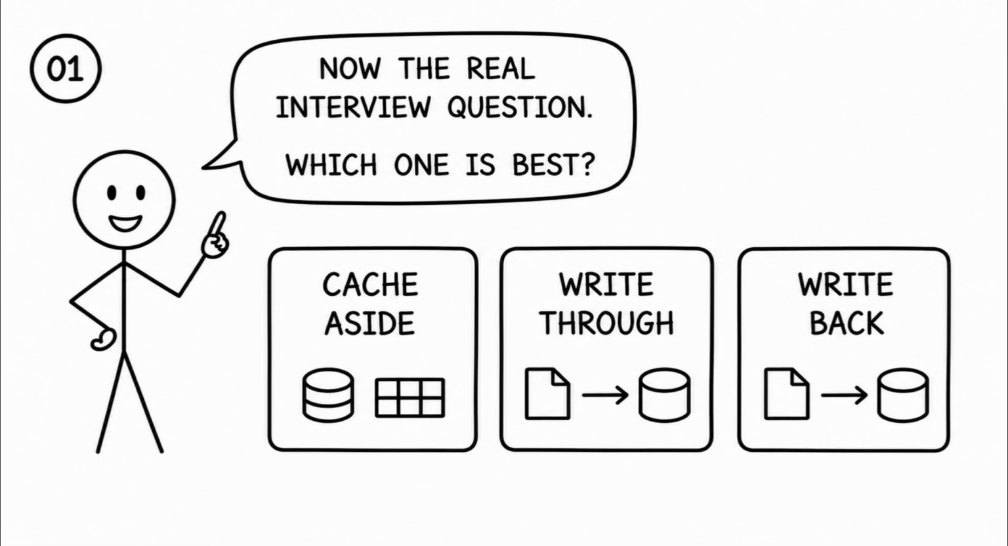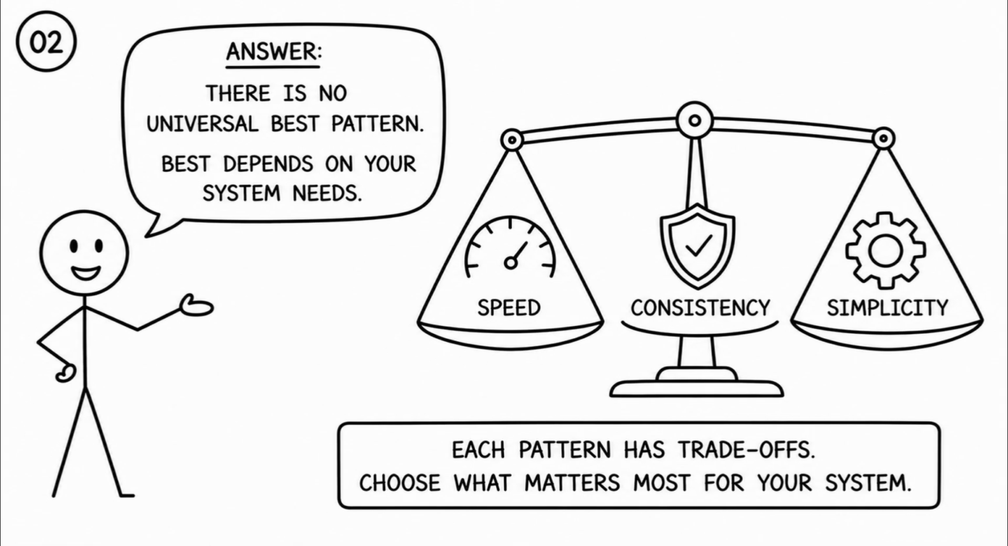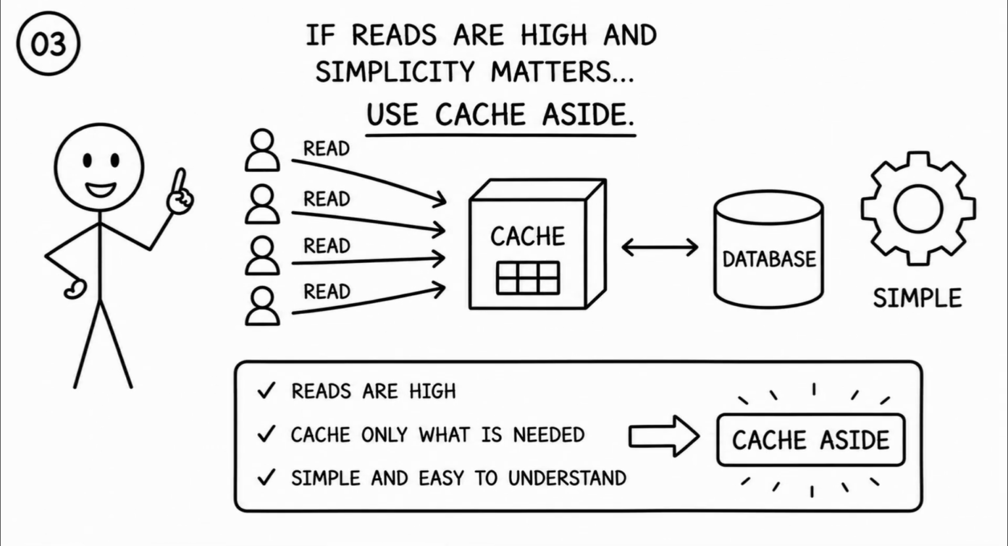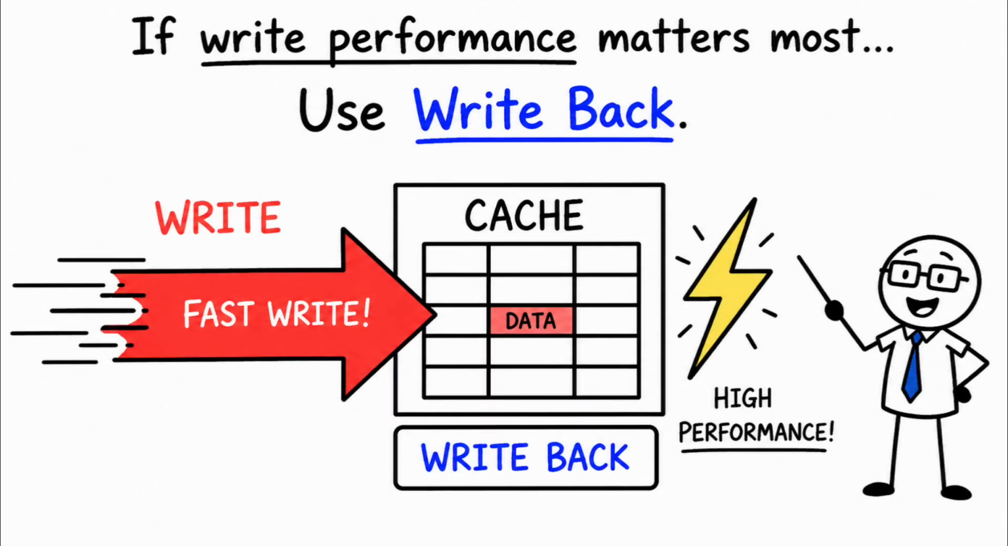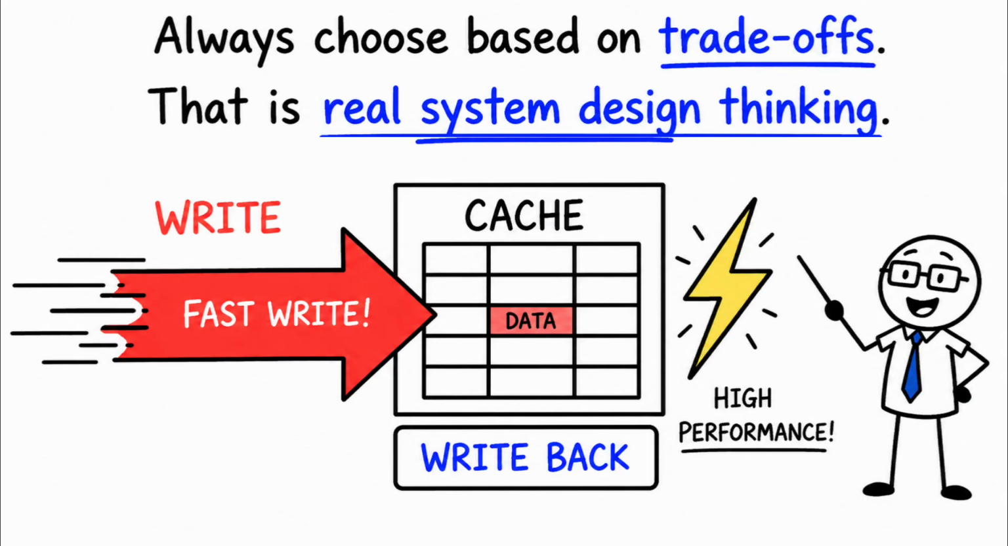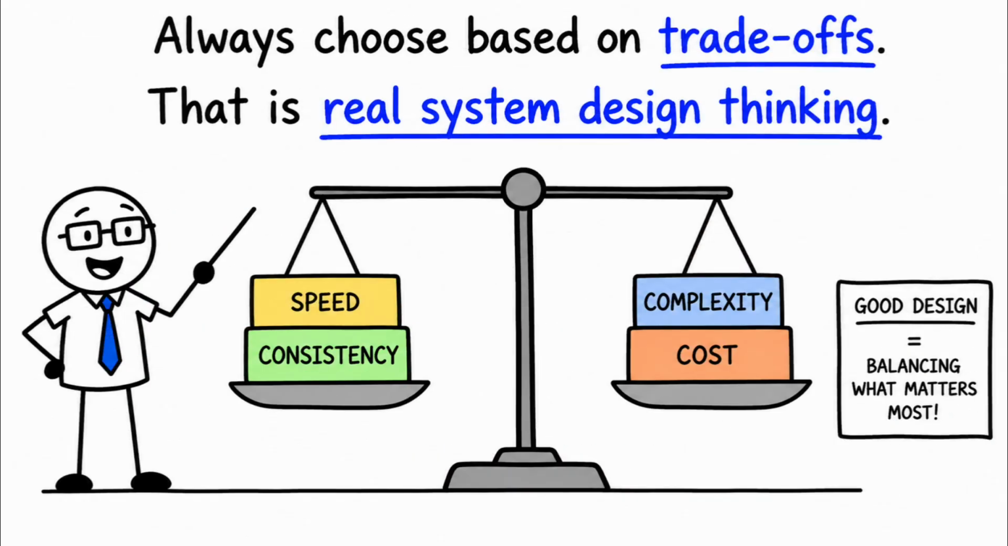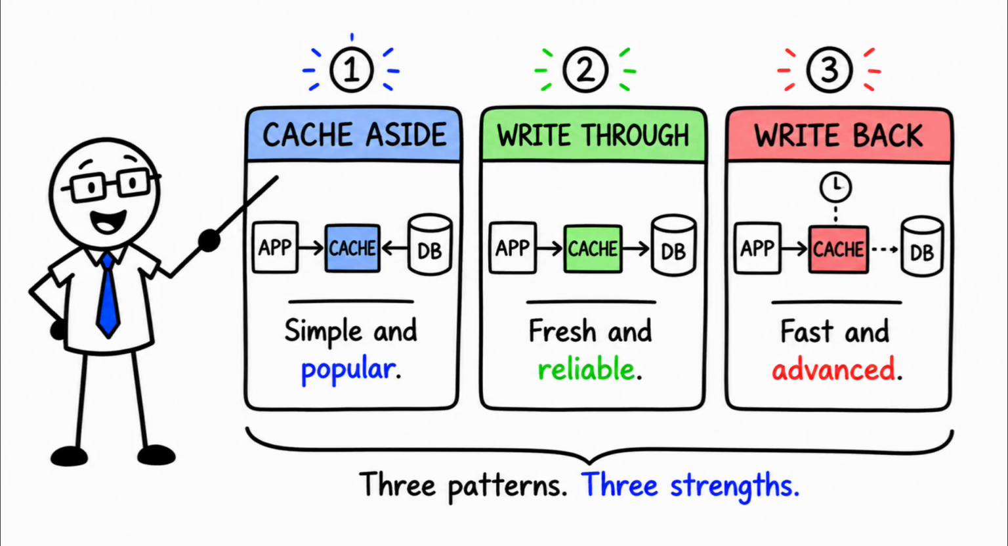Which one should you use? Now the real interview question. Which one is best? Answer: there is no universal best pattern. Best depends on your system needs. If reads are high and simplicity matters, use cache aside. If consistency matters more than write speed, use write through. If write performance matters most, use write back. Always choose based on trade-offs. That is real system design thinking.